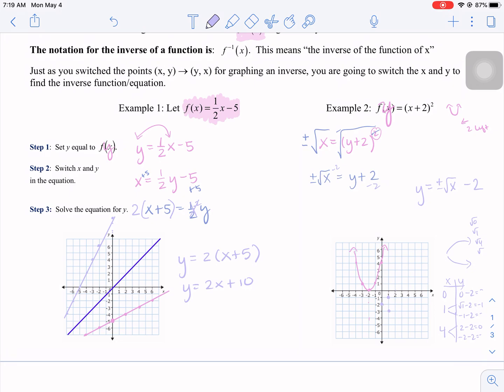And negative 4 right down here. And now if we connect these with a curve, you can see they are inverses.